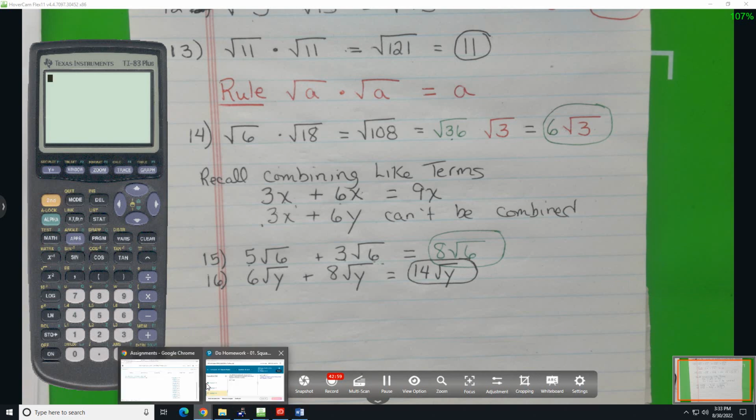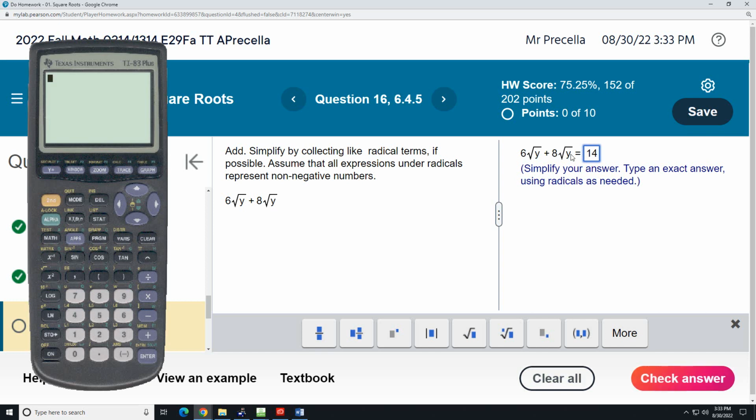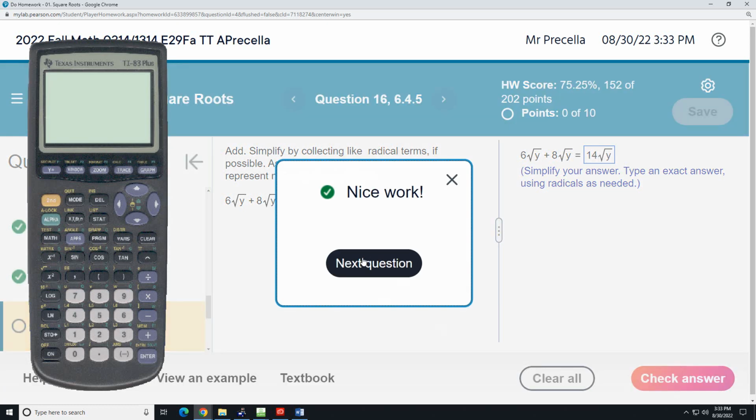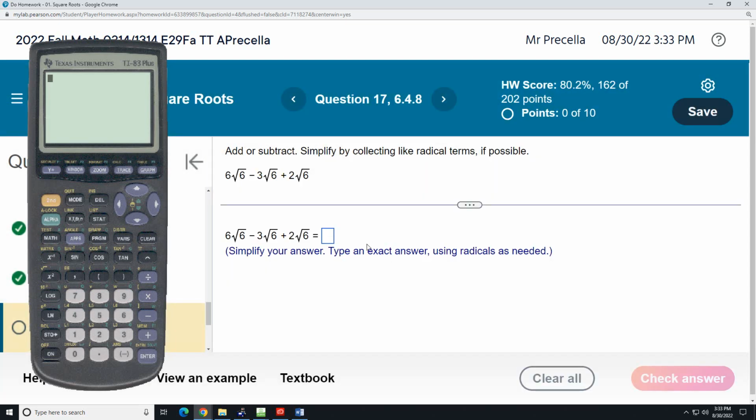Okay, let's punch that in. 14 square root of y. Has it stopped raining or is it still raining? I think it stopped, right? Looks like it stopped. Oh, good, good.